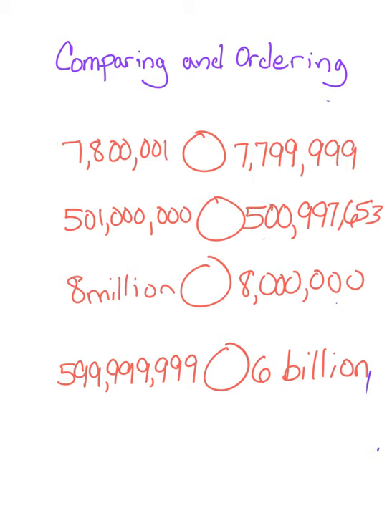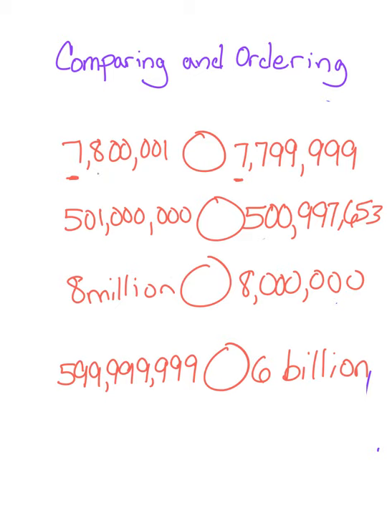Okay, let's try a couple more. Okay, the first number says 7,800,001. The second number says 7,799,999. Ooh, might be a toughie. Let's see. Let's start, of course, in the millions. Here we have 7 million. Here we have 7 million. Well, that's not very helpful. So let's go to the next digit.